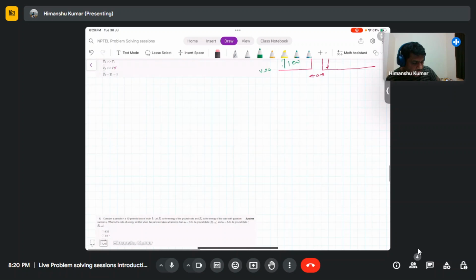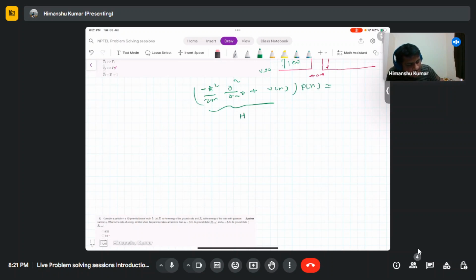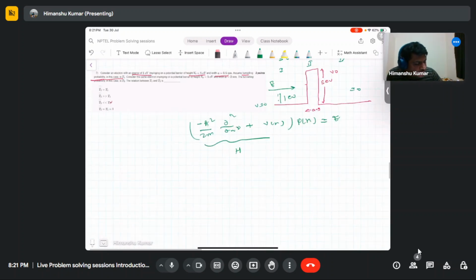The Schrodinger equation is minus h bar square by 2m, d square by dx square, plus V of x. This is known as the Hamiltonian. Applied on the wave function of the electron, it gives the energy eigenvalues, so this is the energy of the electron times psi of x. This is known as the time independent Schrodinger equation.